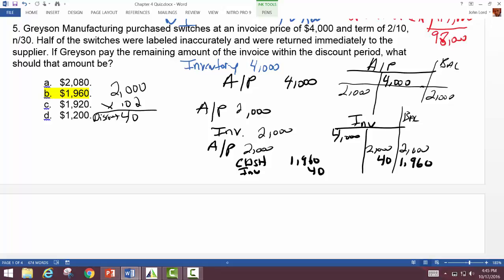Okay, you want to try it? Okay, so they purchased switches with an invoice price of $4,000, right? So I went ahead and debited the inventory, credited the accounts payable gross, and posted those up, right? Okay. Then they say half the switches were labeled incorrectly and were returned. So can you see here this debit to accounts payable, credit to inventory, for those half that were returned? So I'm left with what? 2,000 that I still owe on this whole deal, right?